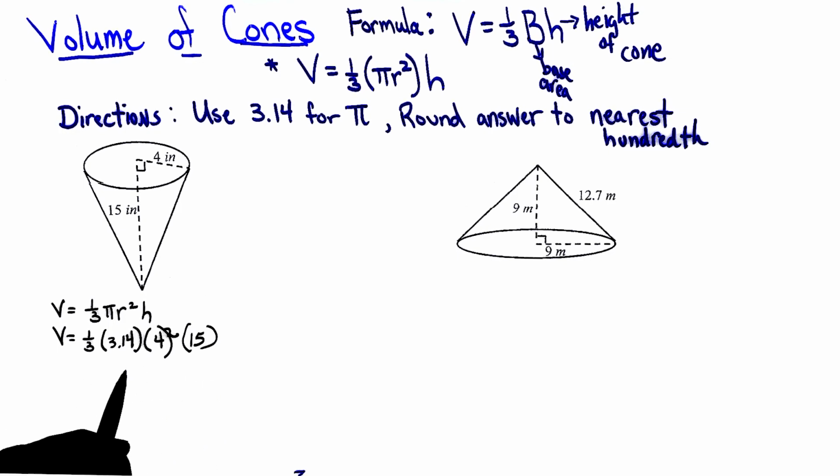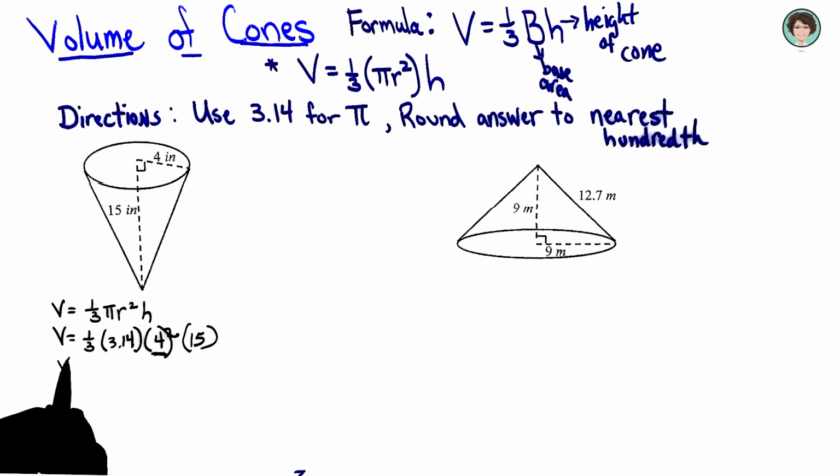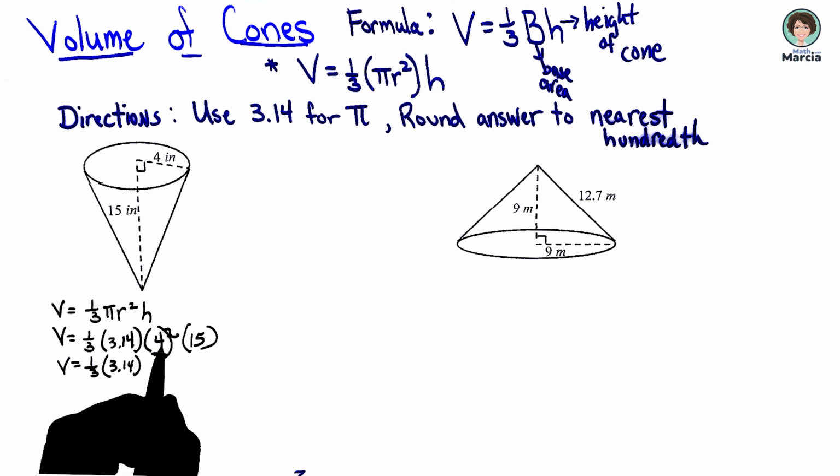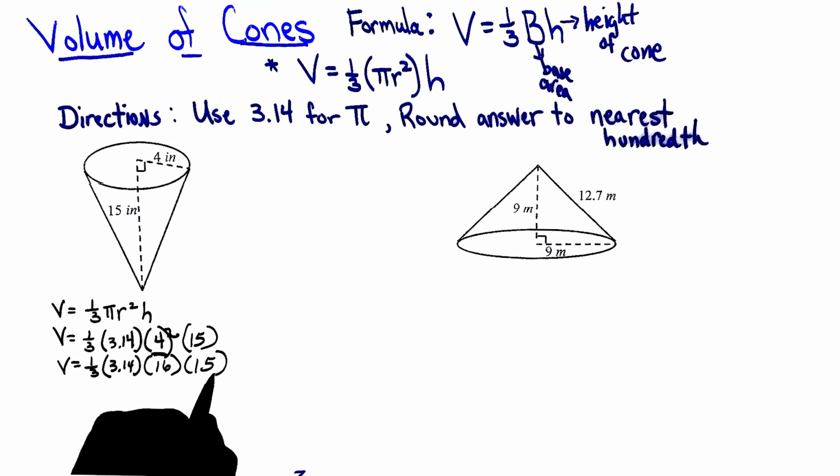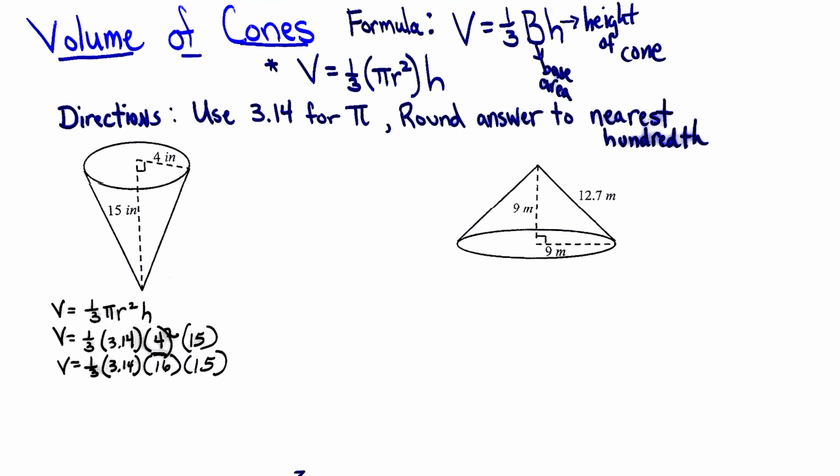So we know we're definitely going to need to do the squaring first. So volume is equal to 1/3 times 3.14. 4 squared is 4 times 4, which is 16, times 15. So now I'm going to work this like you're not using a calculator, but if you are using a calculator, you will put all of these values in and you'll round your final answer to the nearest hundredth. But right now, say you're not in a situation where you're able to use a calculator, I'm going to work it like I'm not allowed to use one.